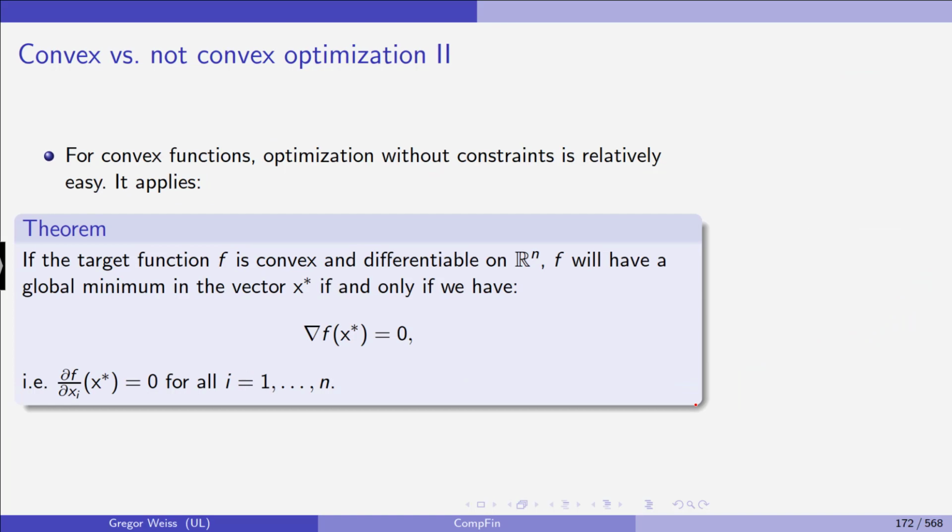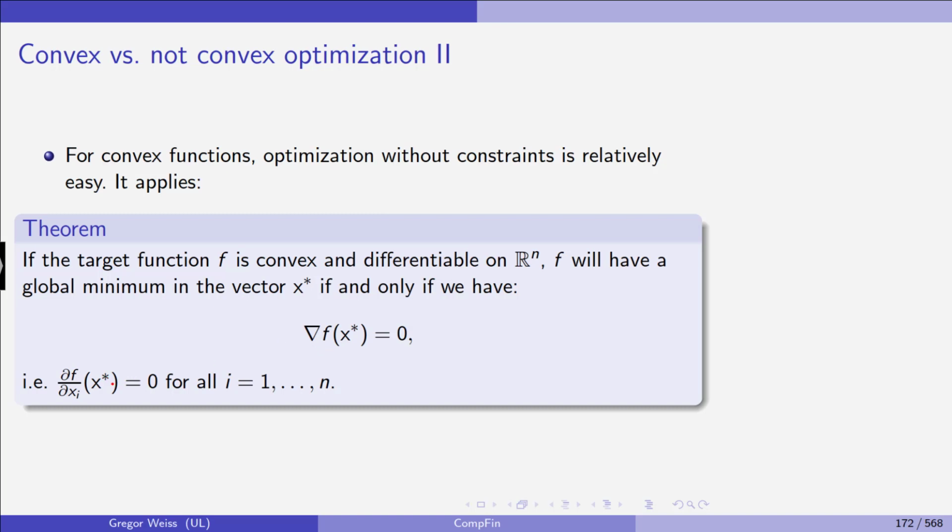Okay. Some other results. We start with convex functions without constraints. It's very simple. We get a simple result. If the target function f is convex and differentiable, f will have a global minimum in the vector x star if and only if we have nabla f of x star equals 0. And this is actually what? Any idea? This is the vector that includes all the partial derivatives of x star.